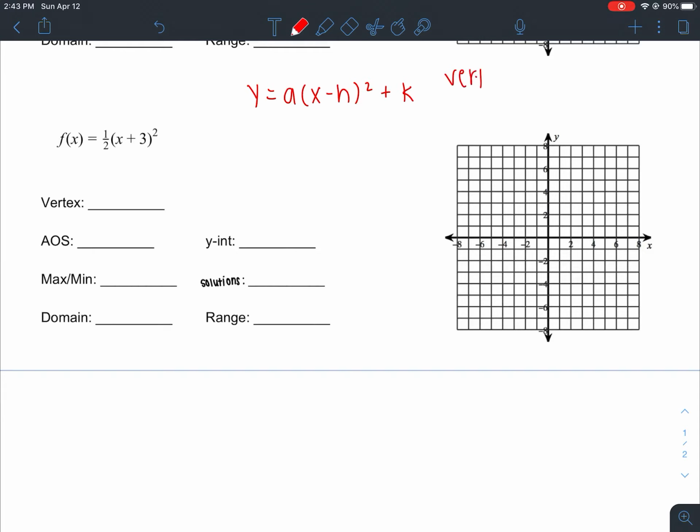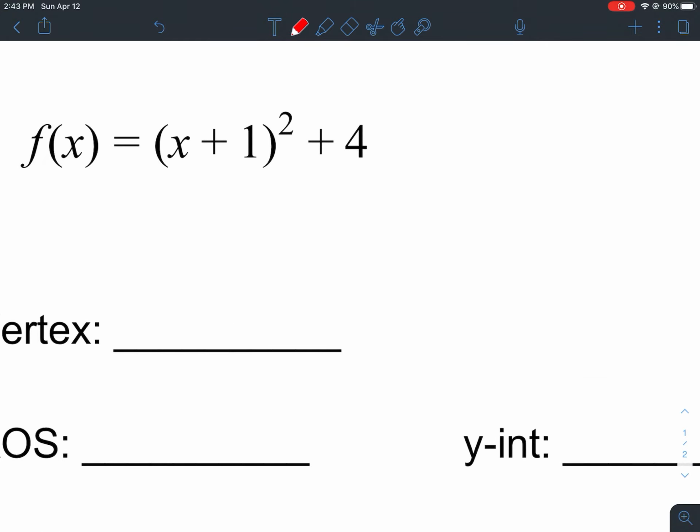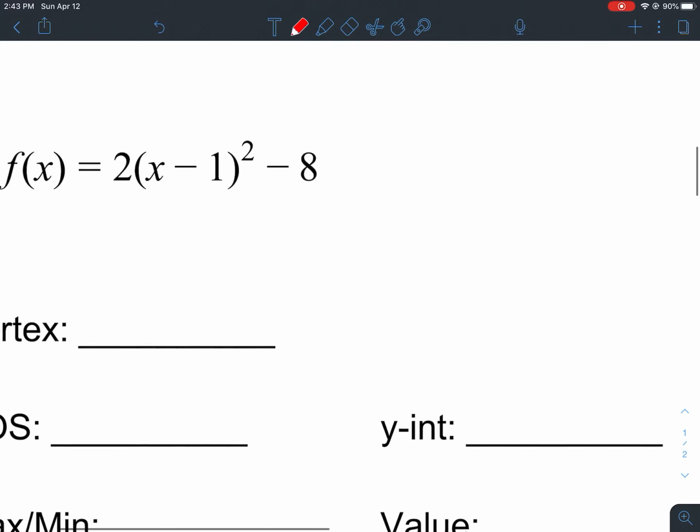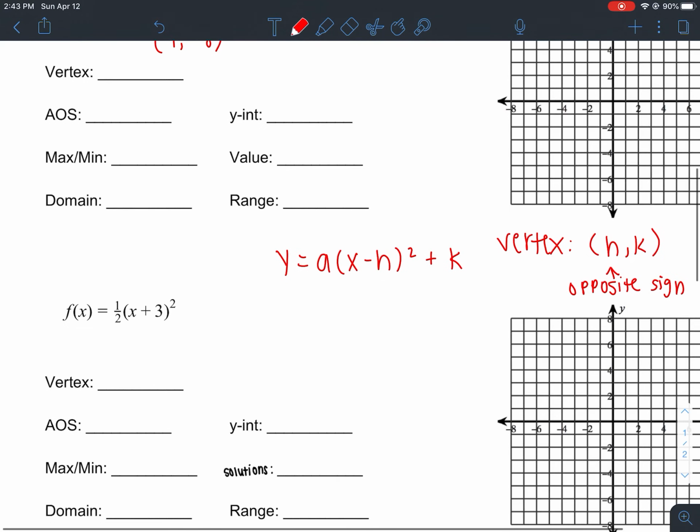Now, the vertex form has the vertex in it, which is h comma k. And you want to remember that h is the opposite sign, but k is exactly the same as it is. So, for example, these are both in vertex form, and I wouldn't have to think about the vertex that much. Here, our vertex, remember the h is always opposite, is -1, 4. Here, our vertex is 1, -8. So the h changes signs, but the k stays exactly the same.